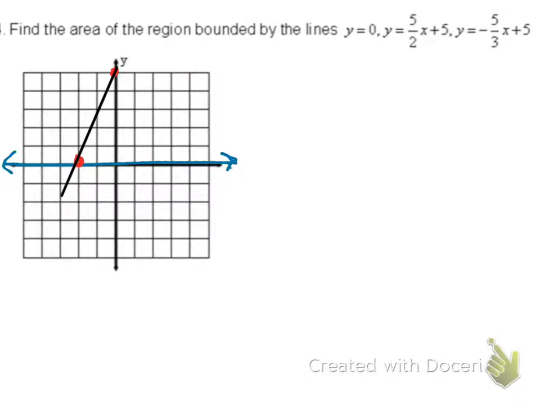And then the next line says y equals negative 5 over 3x plus 5. So again, we're starting at 5, and then I'm going to go down 5 over 3. And so our other line looks like this. And so the triangle that we want to get the area of is this one. And so area of a triangle we know is A equals BH over 2.